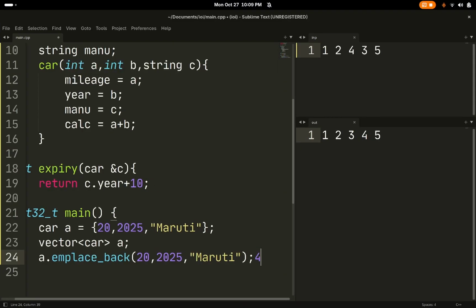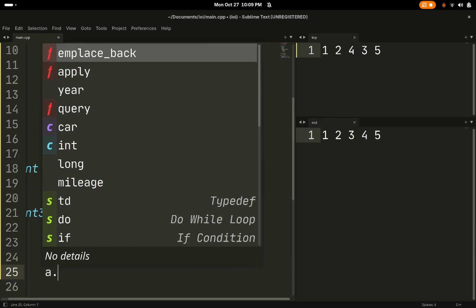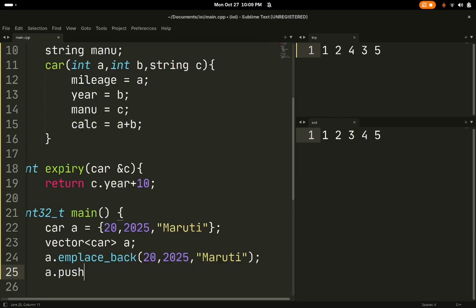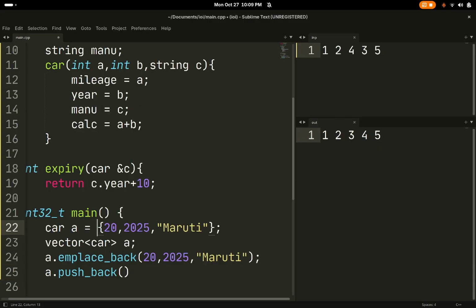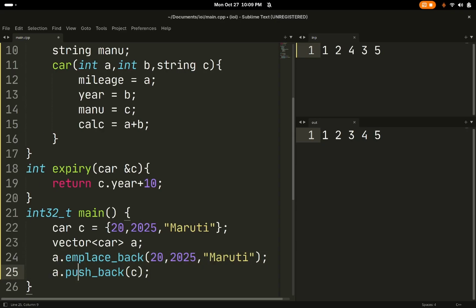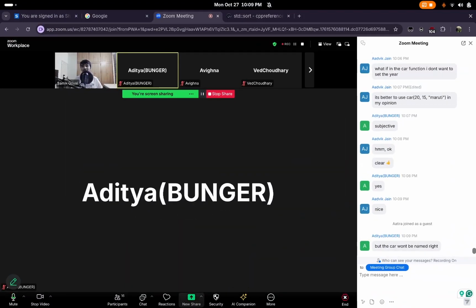Pushback, on the other hand, is useful if you are pushing a car. So say, let's name this C. If you're pushing back C, then pushback would be used. You can actually use in place back over here as well. Again, no difference. The compiler is going to optimize. Car won't be named, because it's in a vector. So now it's just some index in the vector.